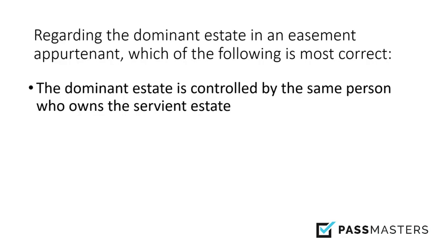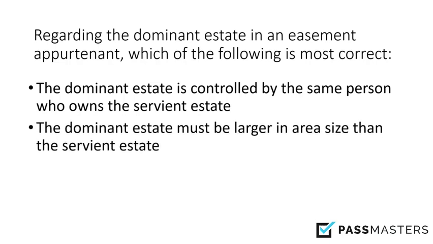Okay, so let's take a look at this answer again. The dominant estate is controlled by the same person who owns the servient estate. No. They're owned by two different people. That's the reason that we have this easement being issued. If they were owned by the same person, there would be no need for the easement. So that's not correct. Next answer, the dominant estate must be larger in area size than the servient estate. That is false. They could be the same size. One could be smaller, the other could be larger, or vice versa. It doesn't matter. So that's not correct.